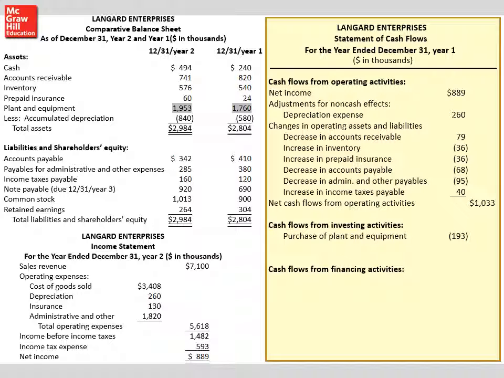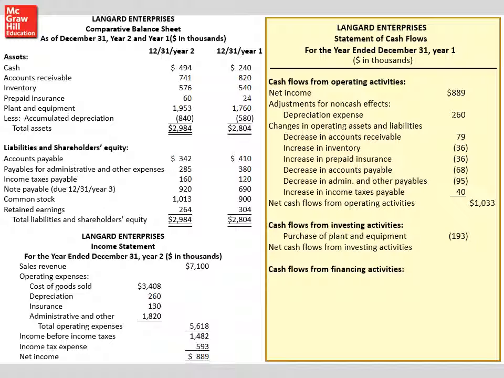So that's a decrease in cash. We're not saying did the equipment increase. We're saying what was the effect on cash when the equipment increased? It decreased cash. So we have a net cash flow from investing activities of $193,000.